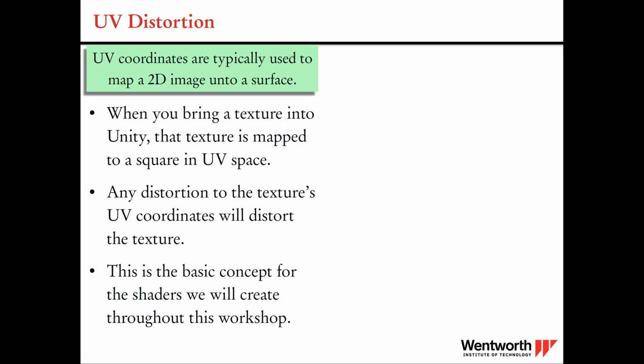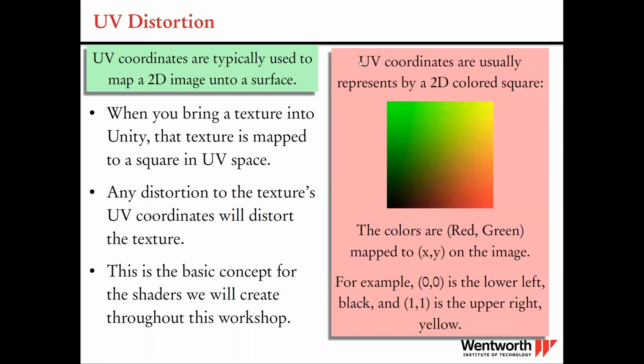Now, the way that we're going to get this fire stuff to work is UV distortion. And this is one of these concepts that can take a little bit of time to grasp. So UV coordinates are just used to map a 2D image, like a texture, onto a surface. Any texture that you bring into Unity is mapped to a square in UV space, and that square looks like this.